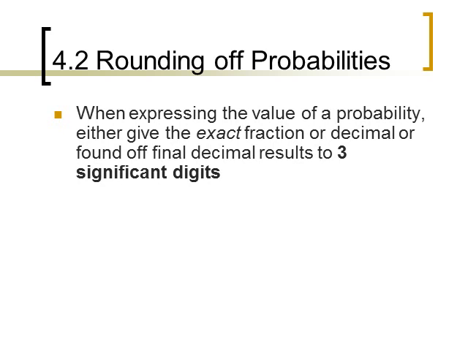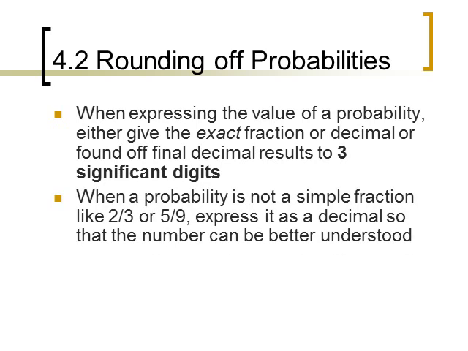So how do we round off our probabilities, since we're going to be getting a lot of decimal answers that don't terminate? When expressing the value of a probability, either give the exact fraction or decimal, or round off final decimal results to 3 significant digits. And so that was expressed earlier, where we had that decimal that had the 3 zeros and then the numbers began. So when the numbers finally started, I went out 3 different numbers.